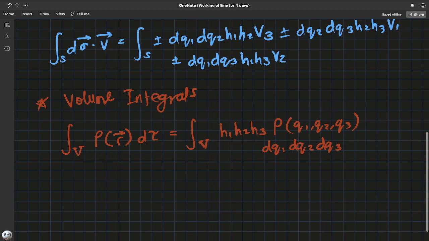That's how we do volume integrals in the general curvilinear system. Moving on to some differential operators now. See you on a fresh page.